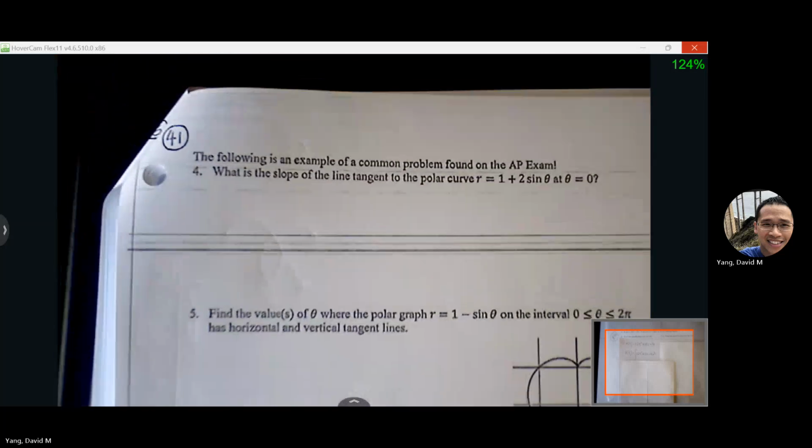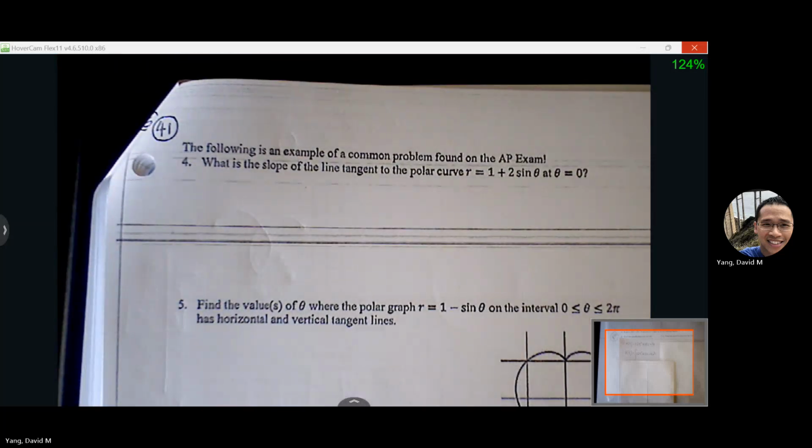All right, page 41, number 4. The following is an example of a common problem found on the AP exam. What is the slope of the line tangent to the polar curve r equals 1 plus 2 sine theta at theta equals 0? So we basically have to represent our vertical and horizontal components.